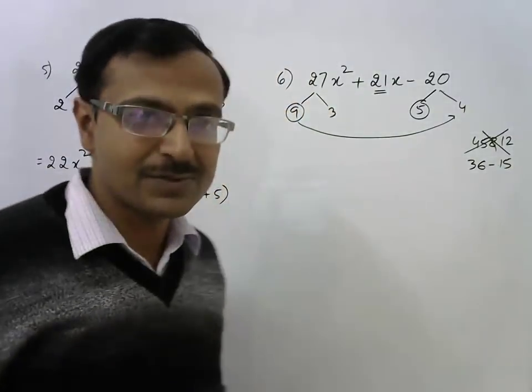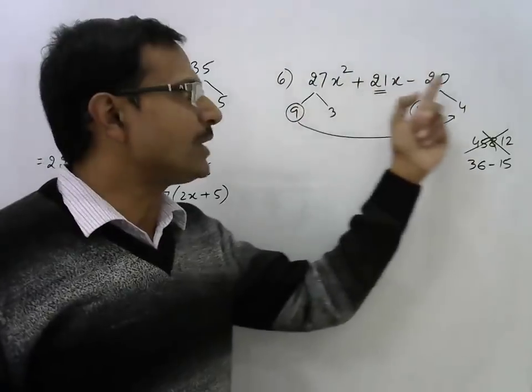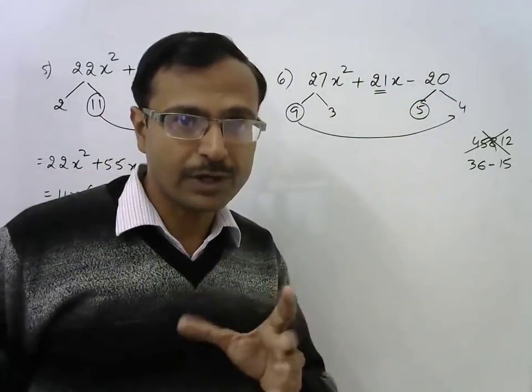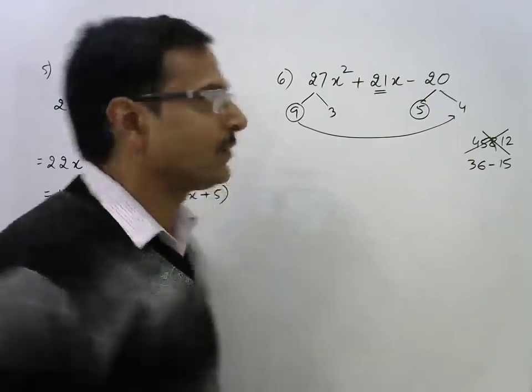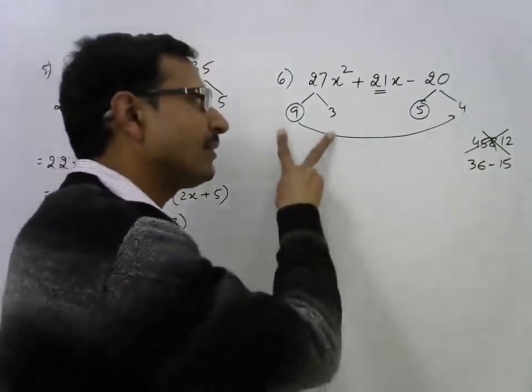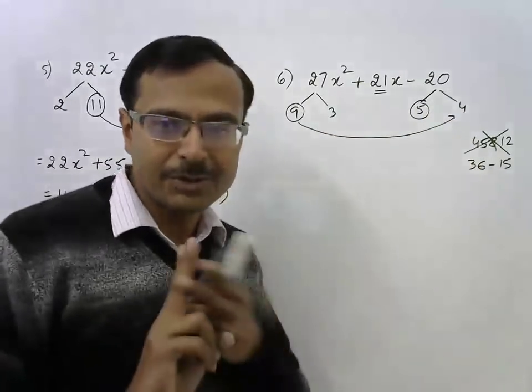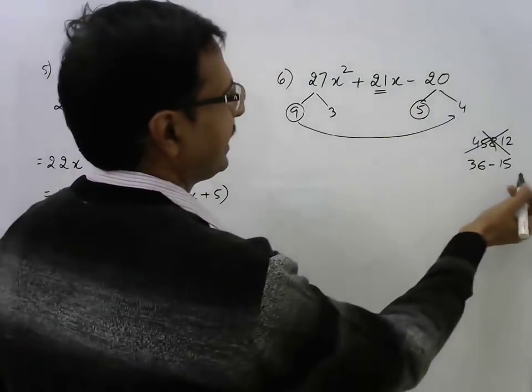So 36 and minus 15 is what I was looking for. And suppose you multiply 27 and 20, you will have 540, which you will factorize. You will waste a lot of time. So don't do that. This is a small number, 27, which can be factorized orally. So you have a factor here, you have factors here, convert them into 2 factors and then get on with the middle term splitting. So 36 minus 15.